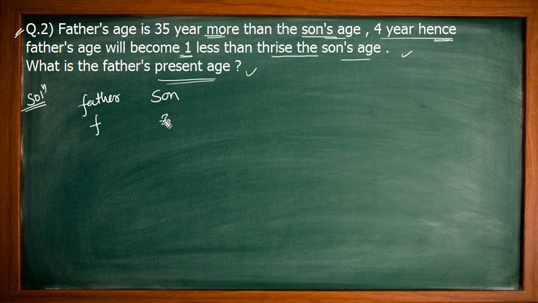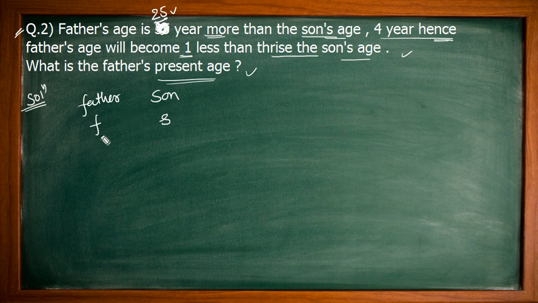So in the first term, father's age is 35 more than the son's age. One thing guys, can you do a very small amendment here? Put 25 here, since I had given a wrong number. Father's age is 25 years more than the son's age. 4 years hence, father's age will become 1 less than thrice the son's age. What is the father's present age?